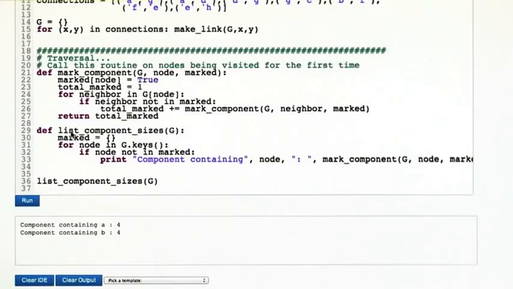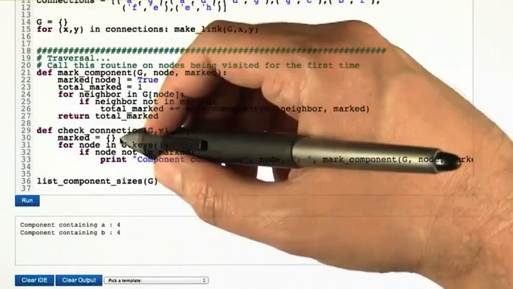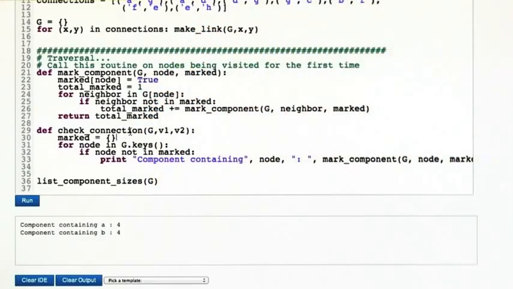So we can do this by modifying the list component sizes algorithm from the previous example. We'll call the algorithm check connection, and it takes the graph, but it also takes v1 and v2. It's going to do something similar to before. It's going to start off with the assumption that none of the nodes have been marked so far as reachable.